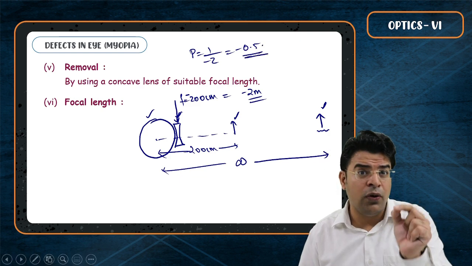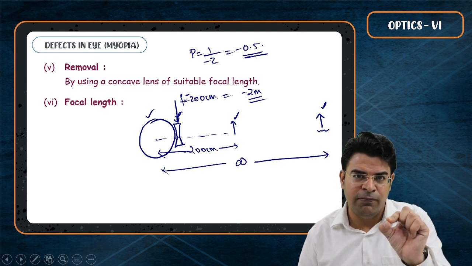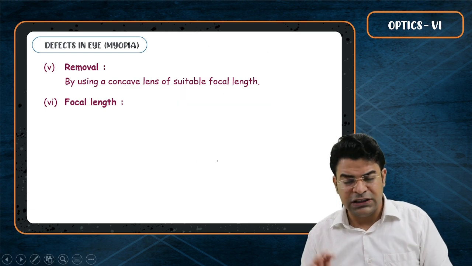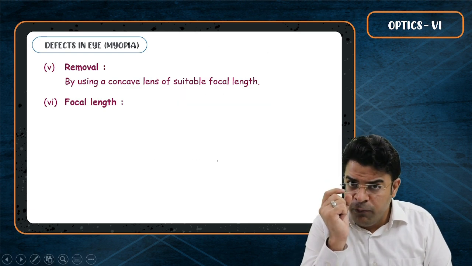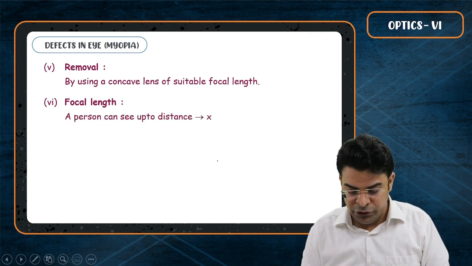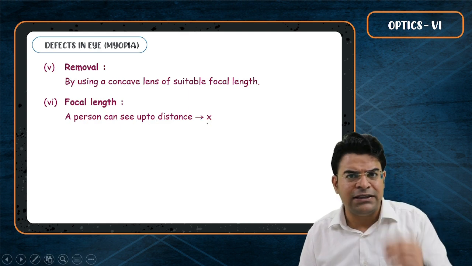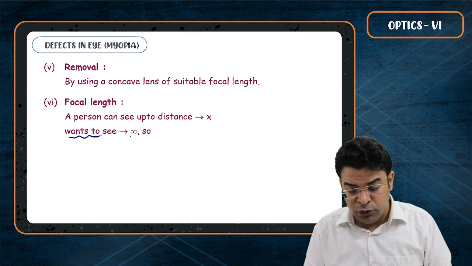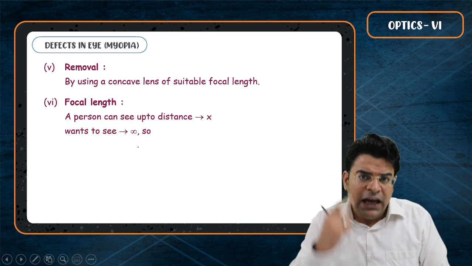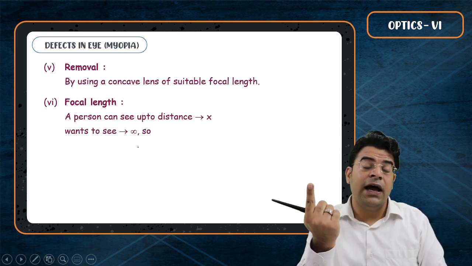And all of you who are wearing a lens of minus 0.5 power, your far point is at a distance of 2 meter. So just remember, the focal length of the lens has to be the same as minus times your far point. So a person can see up to, let's say, distance x. The far point is at distance x. Wants to see up to infinity. Using the lens, the person wants to see up to infinity. It means that the lens should form the image of an object at infinity at a distance x.